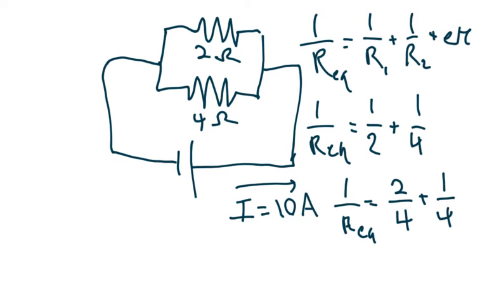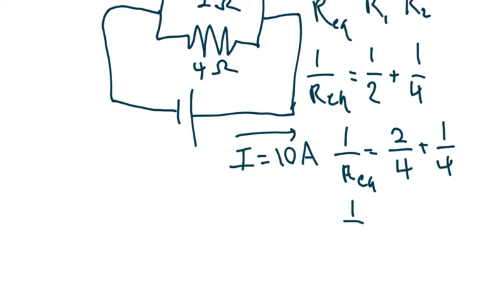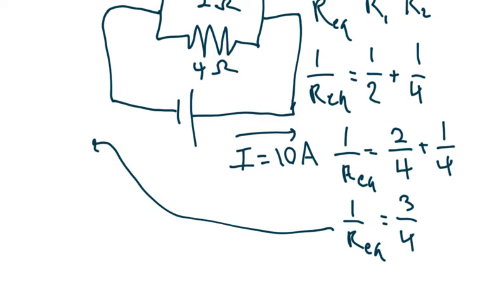So now that we have them both in fourths, then we can say that 1 over our equivalent resistance equals 3 fourths. So now we need some old elementary school math skills to come back into our brains. We want to multiply both sides by Req, so we can do that easily. So I'm going to take this and put it over here. We're going to multiply both sides by Req and say that 1 equals 3/4 of our equivalent resistance.